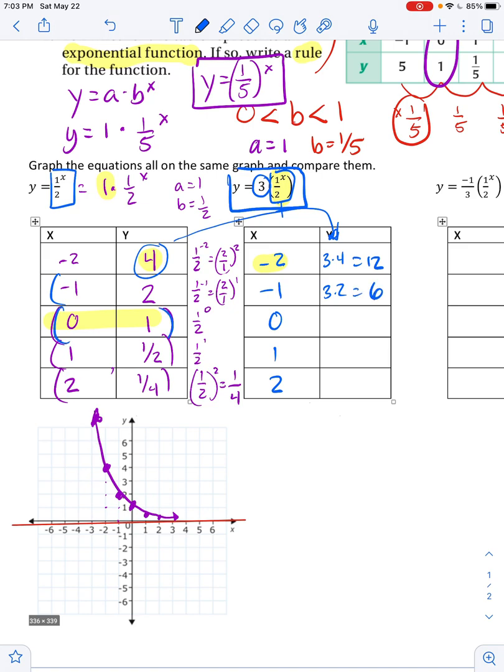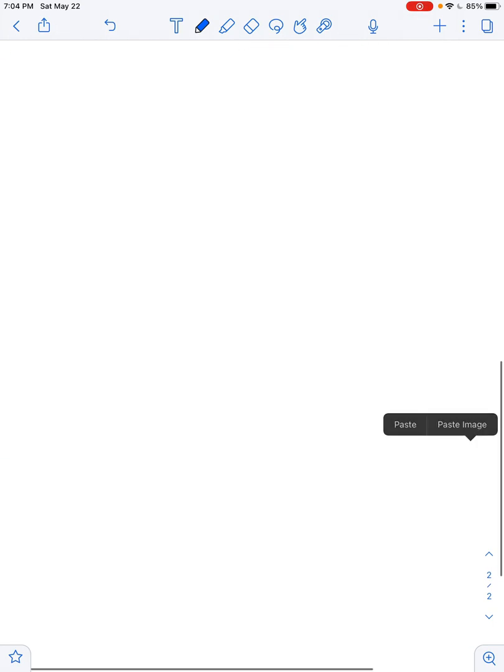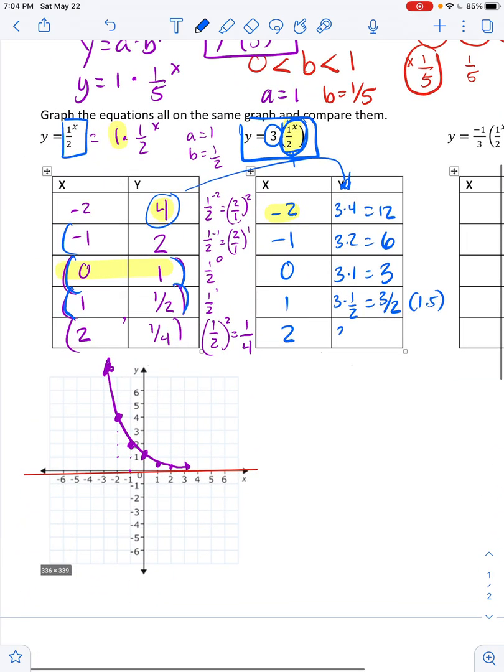My 0 before, when I did the 1/2 to the 0 power, I got a 1, but now I have to multiply that by the 3 that this equation has in it. When I plugged in a 1, I got out a 1/2, but I need to multiply that by my 3, so I get 3/2, which is 1.5 if you like decimals. And last, I have to take that 3 they gave me and multiply it by my answer that I had before, and so I get 3/4 or 0.75.